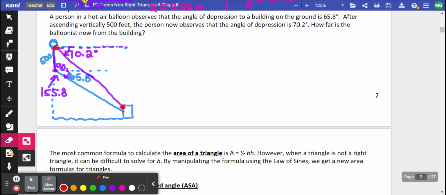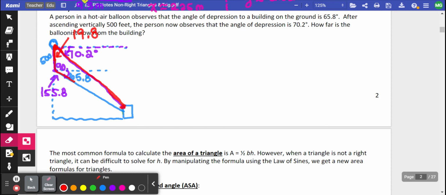Okay. And in this particular case, we're trying to find how far the balloonist, okay, here's the balloon, is from the building. So we're trying to calculate the length of this red line right here. So we don't really want to be outside of the triangle here. So what we'll do is we'll say 90 minus 70.2, and that will give us this inside angle here. So this inside angle, I'm running out of room, is 19.8 degrees. So we have one angle right here is 155.8. The other angle is 19.2.